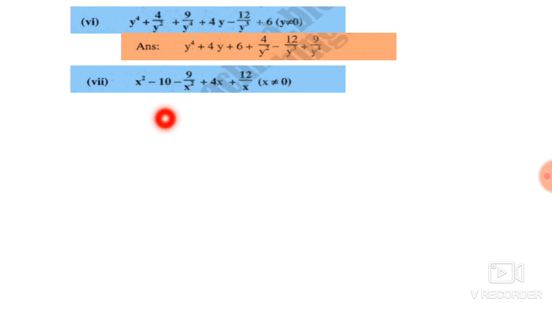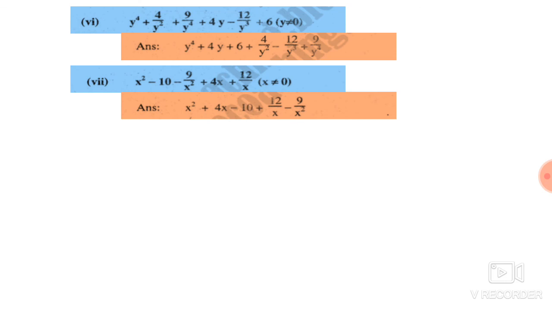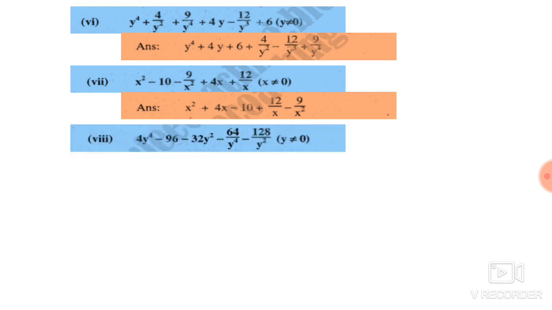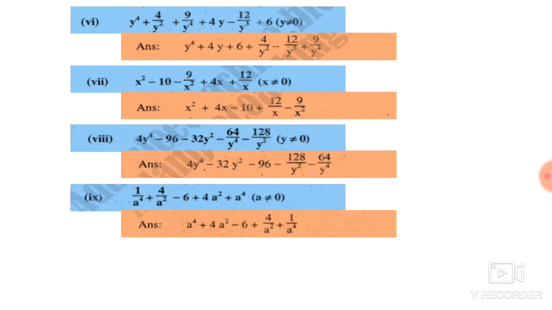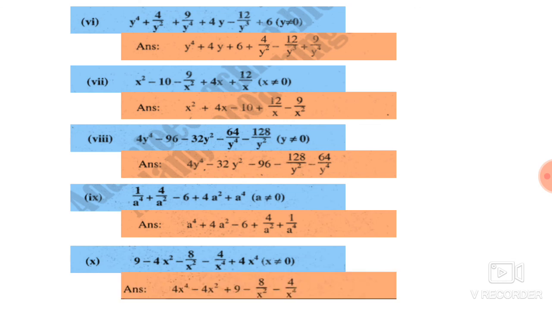Here exponent of x is 2, exponent of x is 0, exponent of x is minus 2, 1 and minus 1. So the biggest exponent is x square. Then we have 4x, then we have minus 10, then we have plus 12 upon x, and then we have minus 9 upon x square. Okay, this is how we arranged it. In the exact same way, you will solve the remaining parts.